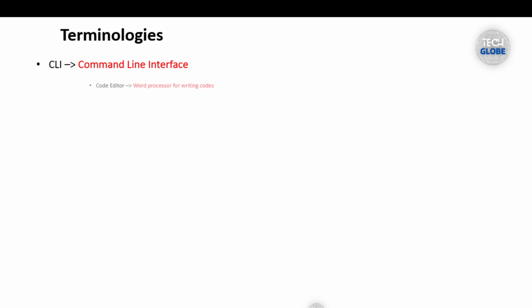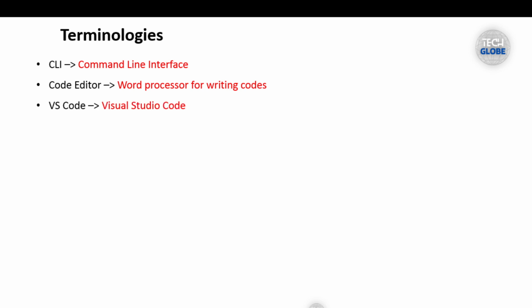Then we have code editors, which is just a word processor for writing code. There are a number of them. First on the list is VS Code, like we are using for this training. Then we have others such as Sublime Text, Notepad++, Vim and the rest of them. So Visual Studio Code is just a word processor for writing code. Like I said earlier, it's one of the code editors and we are using it for this training.